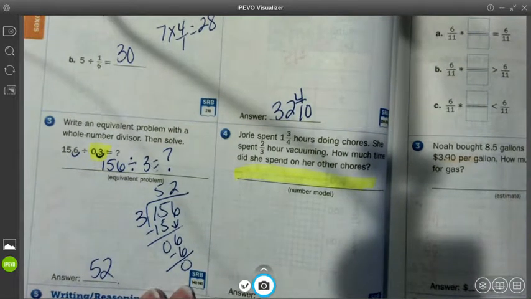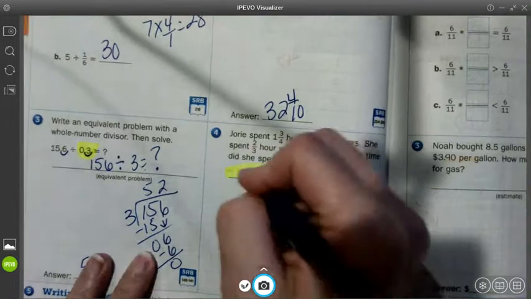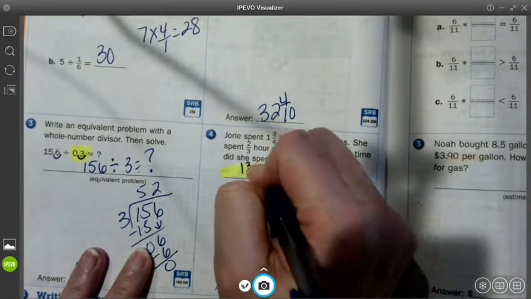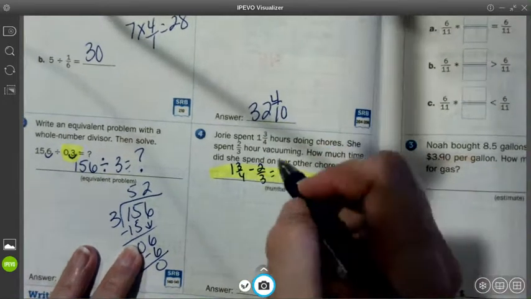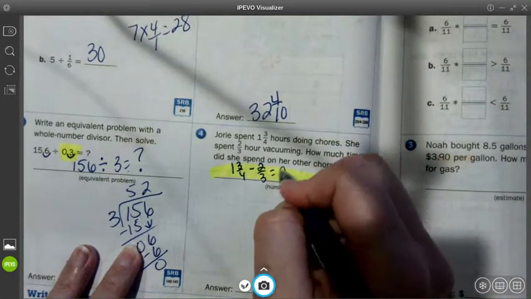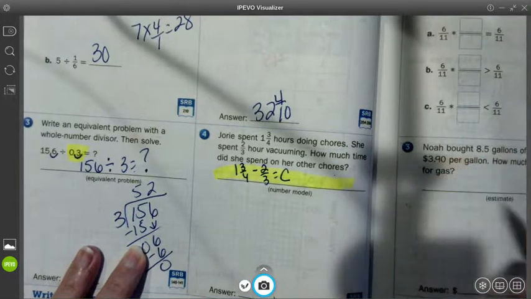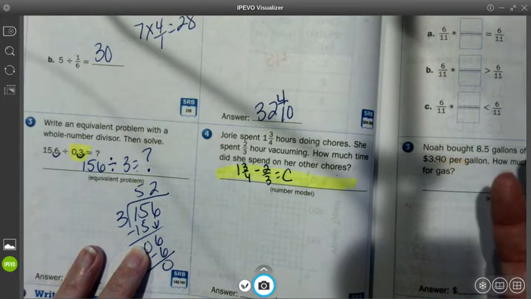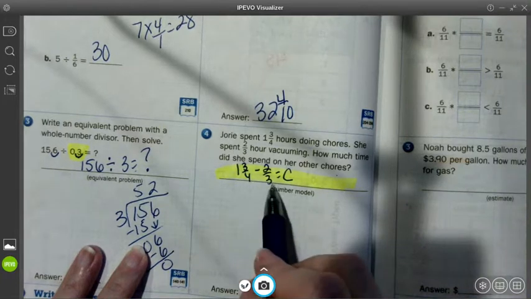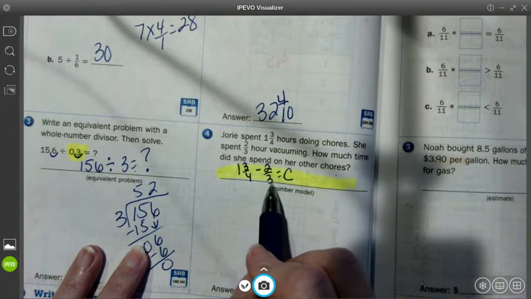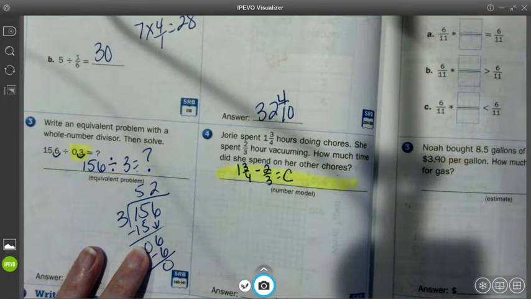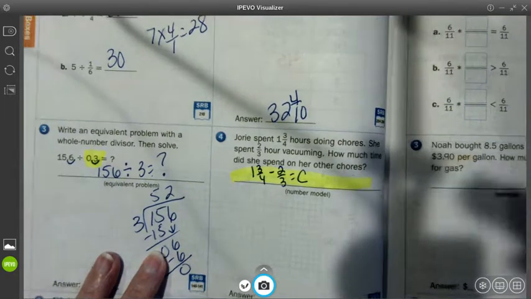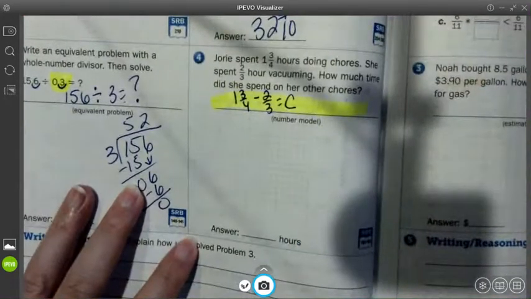Okay, if you're unpausing, hopefully you wrote 1 3/4 minus 2/3, and that's going to show us if she spent 2/3 on vacuuming, how much of the rest of the time was spent on her other chores. So remember to subtract, you do need a common denominator. So go ahead and pause the video and see if you can figure out what your solution would be for number 4.